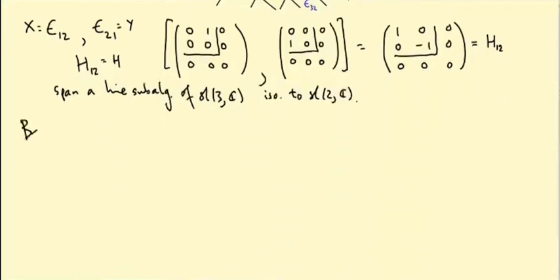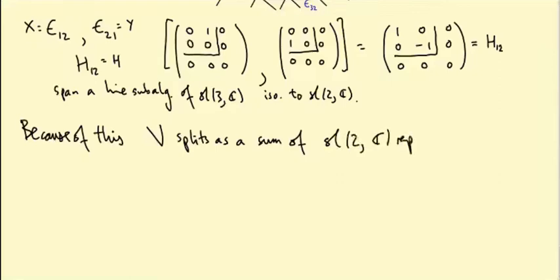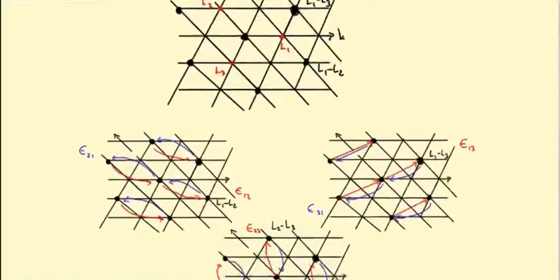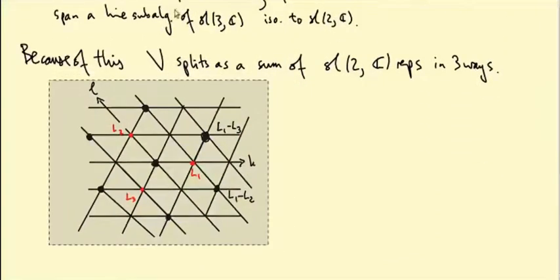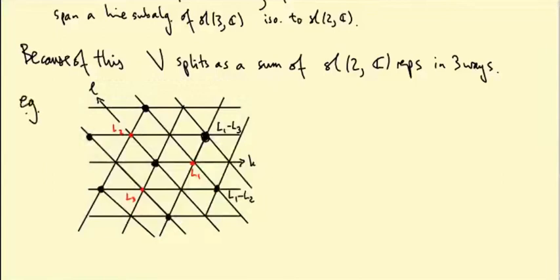So because of this, our representation V splits as a sum of SL2C representations in three ways. Right, so it's probably easy to just figure this out in an example. Let's take the adjoint representation from up here. The adjoint representation here is the black dots. That's the weight diagram for the adjoint representation. And remember, this dot in the middle is a two-dimensional weight space, because that's the diagonal matrices in SL3C.